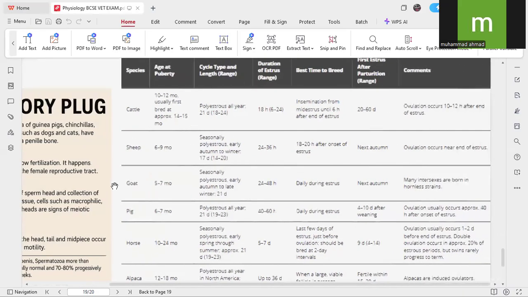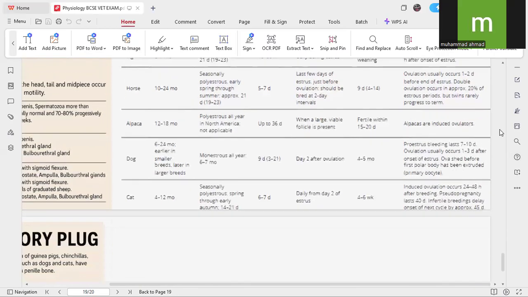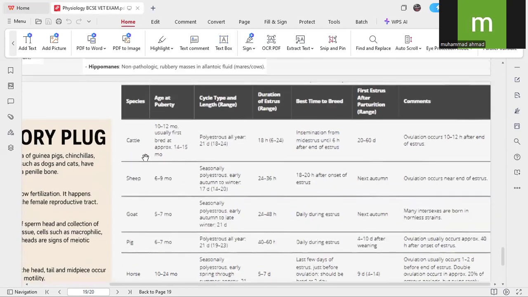These are different species with the age, cycle length, estrus, time of breeding, and first estrus after parturition. So their duration is very important. Their cycle type and length is very important, and their estrus range is important. So a straightforward question can come from any of these columns. So let's discuss one by one.